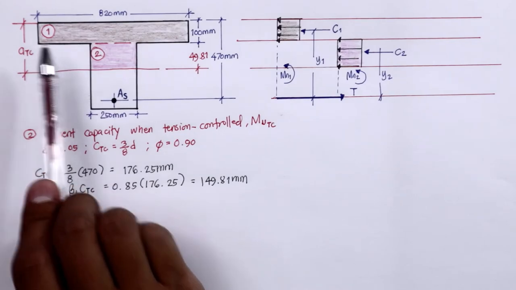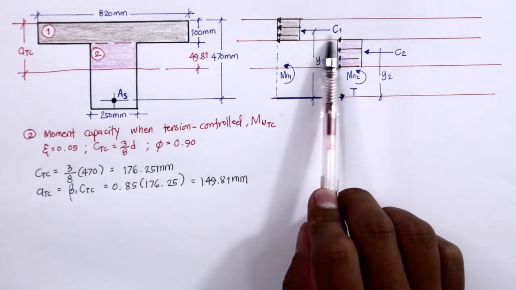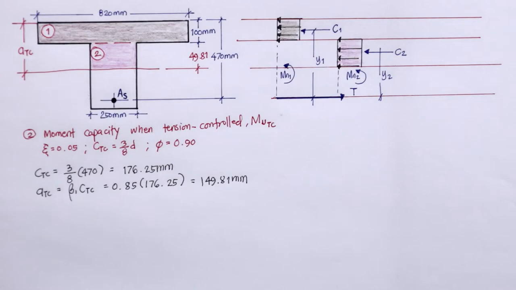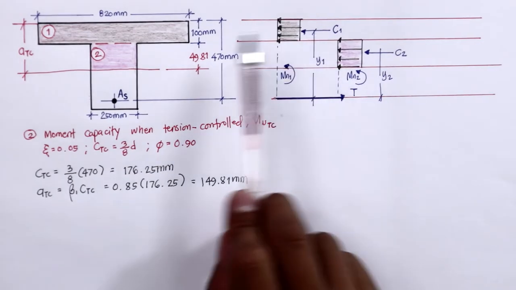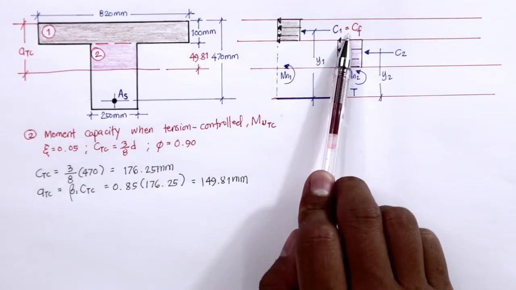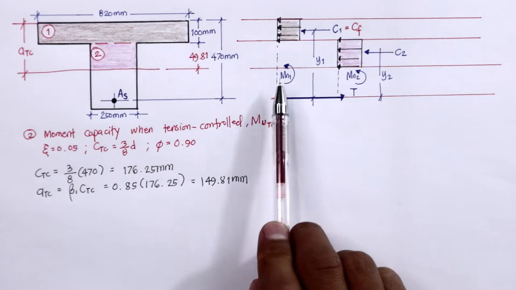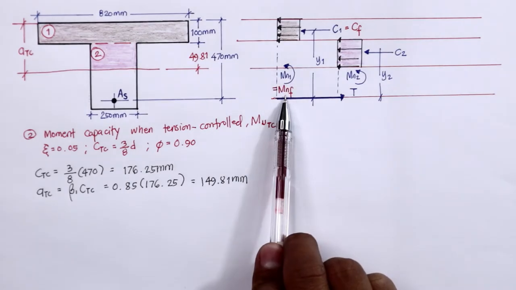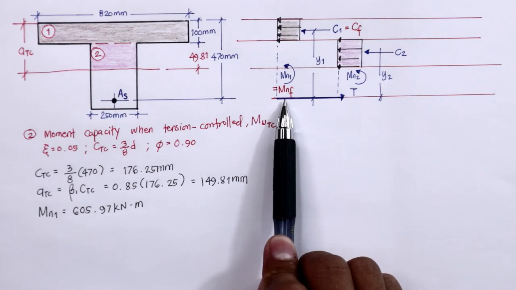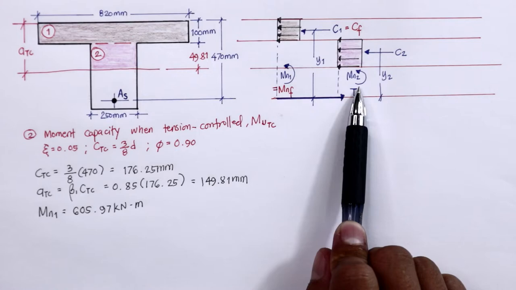Hatiin lang natin ulit sa area 1 at area 2 yung area ng T-beam under compression. Kung mapapansin nyo, yung C1 at yung value ng MN1 ay nakuha na natin sa step 1. Kung mapapansin nyo, yung C1 ay equal lang din sa compressive force ng flange ng T-beam. So, pwede nating i-denote na C1 is equal to CF, and MN1 is also equal to the nominal moment of the flange. Kaya pwede din nating i-denote na MN1 is equal to MNF. Sa step 1 na ginawa natin, nakuha na yung value ng MN1, which is equal to 605.97 kN. Ang kukunin na lang natin ay yung value ng MN2, or yung value ng nominal moment ng web ng T-beam.